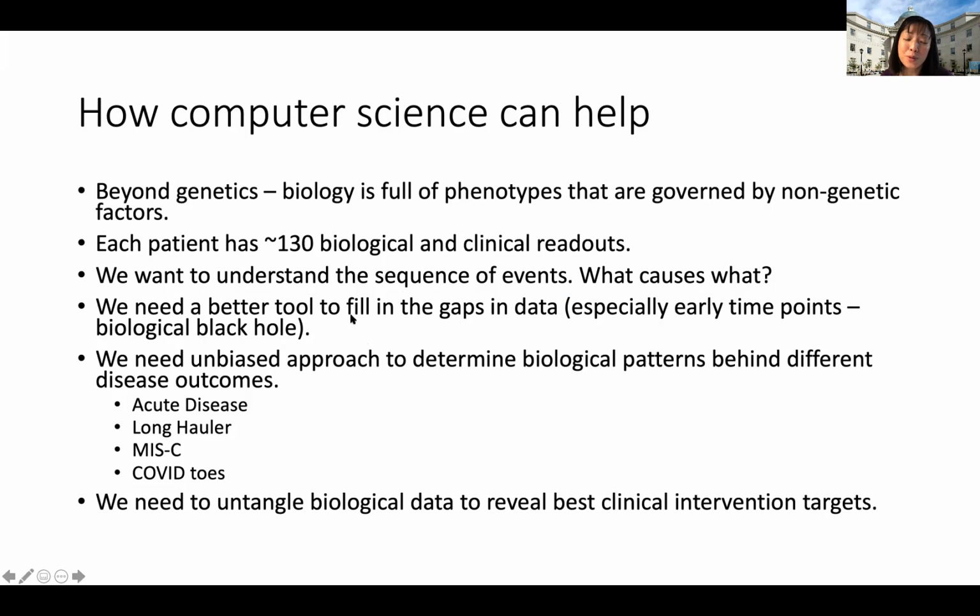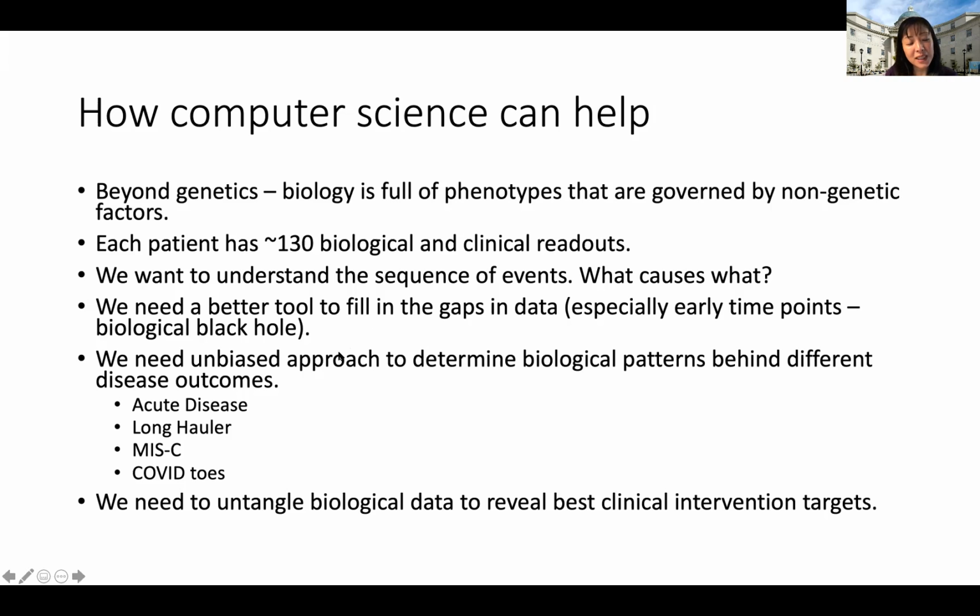And we also need a better tool to fill in the gaps in data. Not every patient can be recruited immediately upon arrival. And even if they are, we're missing the first week of infection, because this virus has a long incubation period, and most people aren't coming to the hospital until about a week after exposure. So how do we fill in the unknown? How can we go back in time? Is there any way that we can impute some of these missing data using computational tools?